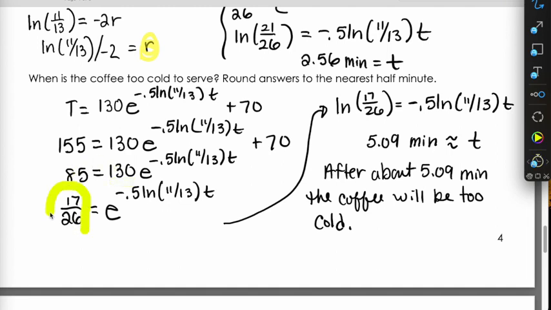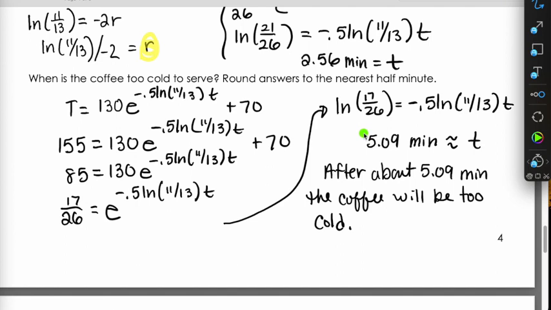And that's going to give me 17 over 26 is equal to e to the power of negative 0.5 natural log of 11 over 13 times t. This is where I'm going to take the natural log of both sides. So I have natural log of 17 over 26 is equal to negative 0.5 times natural log of 11 over 13 t. So I'm going to divide both sides by this in front of the t. And when we do that, we're going to get 5.09 minutes approximately. So once we pass that 5.09 minutes, then it's going to be too cold to drink.